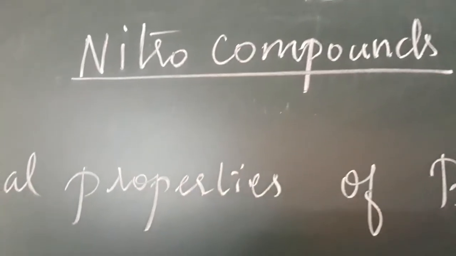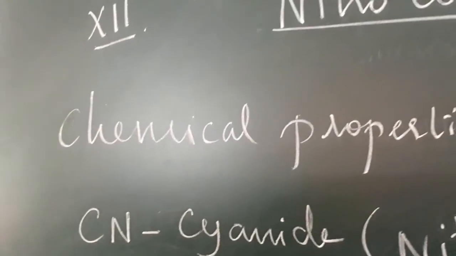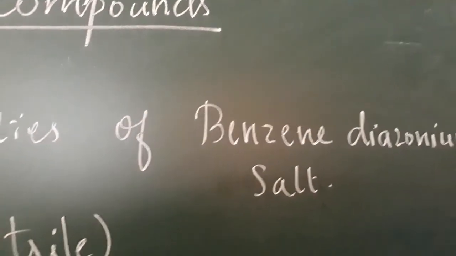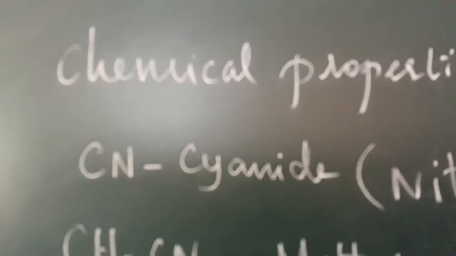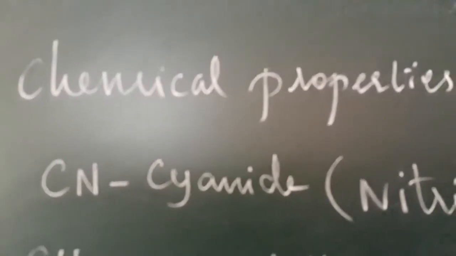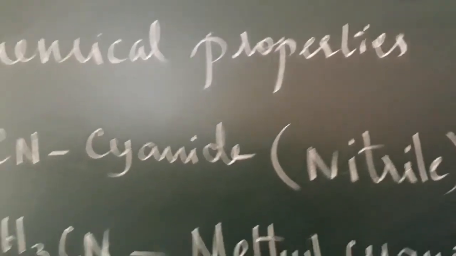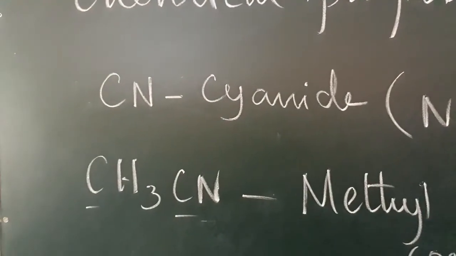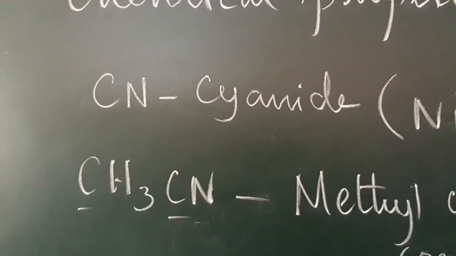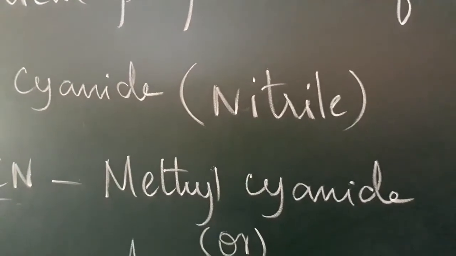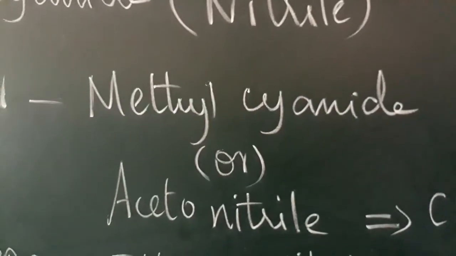Students, in nitro compounds we are going to learn the chemical properties of benzene diazonium salt and one more topic, cyanide. CN means cyanide. The cyanide suffix in IUPAC is nitrile. If one of the hydrogens in methane is replaced with CN, we get methyl cyanide. Another name for that methyl cyanide is acetonitrile.